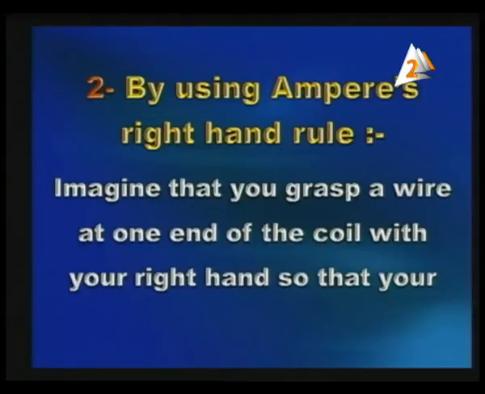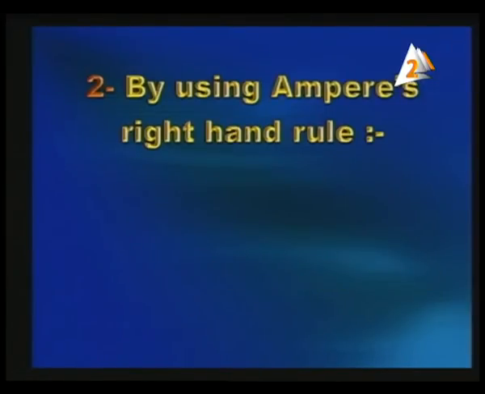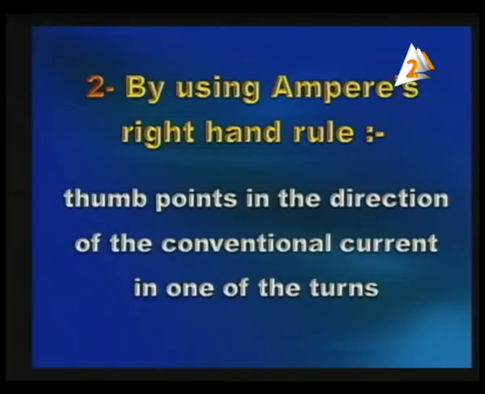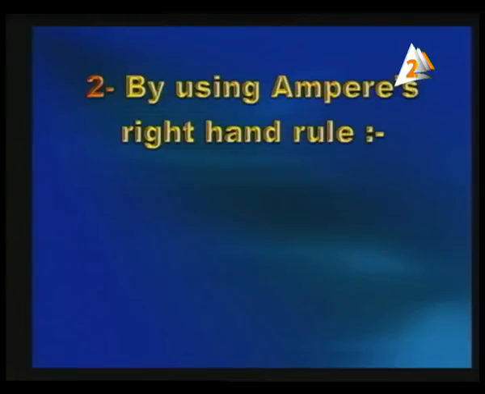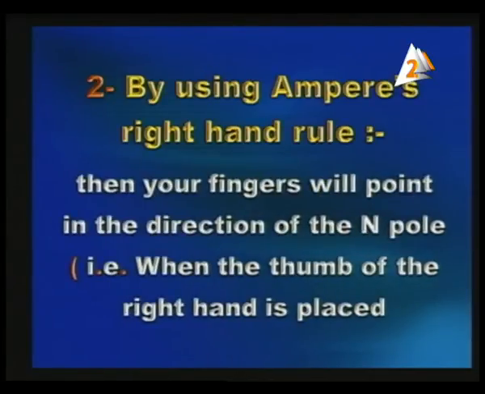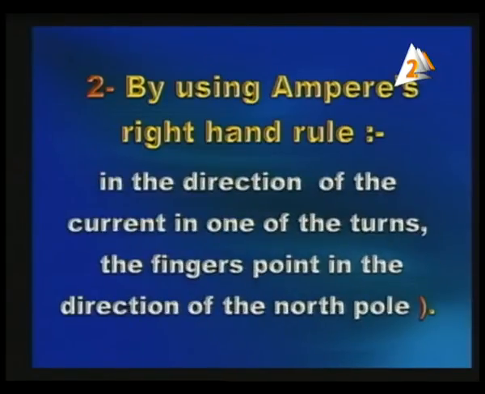What about it? Imagine that you grasp a wire at one end of the coil with your right hand, so that your thumb points in the direction of the conventional current in one of the turns, then your fingers will point in the direction of the north pole. That's to say, when the thumb of the right hand is placed in the direction of the current in one of the turns, the fingers point in the direction of the north pole.